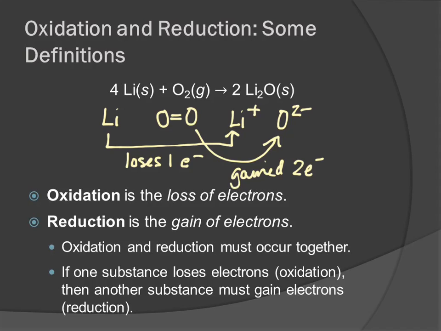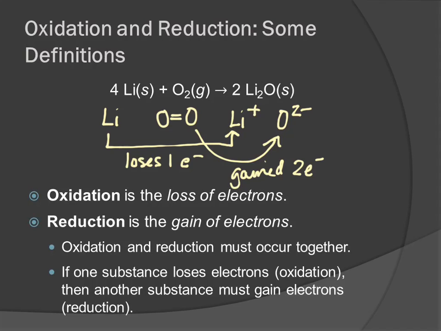So another way to define oxidation, oxidation is the loss of electrons. So here, lithium lost electrons to become lithium ion. It was oxidized. Reduction is the gain of electrons. So oxygen gained electrons, the oxygen was reduced.